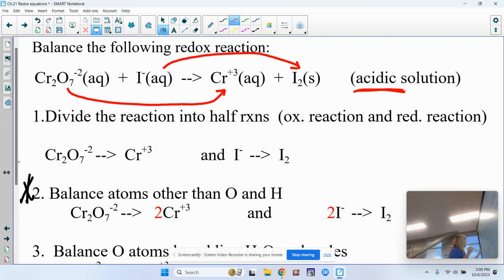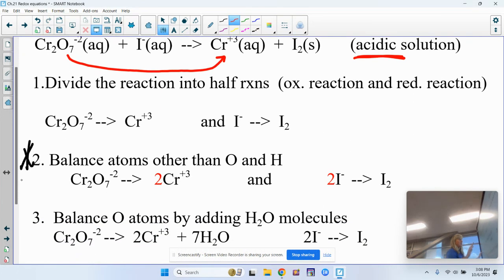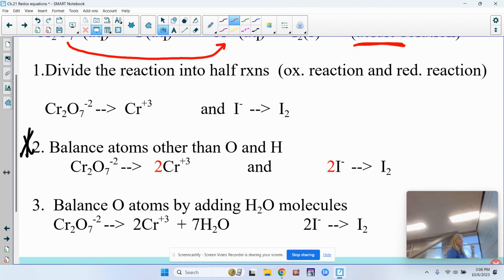Okay, so step number 1, after we separate them into the 2 half reactions, balance atoms other than oxygen and hydrogen. This is crucial. I put a star by it because people often forget this step and then everything else will be incorrect at the end. So there's 2 Cr's here. So we need to put a 2 in front of the Cr3+. Okay, so that's balancing the Cr's. And then on the other one, we have to put a 2 in front of the I-. So now there's 2 iodines on both sides.